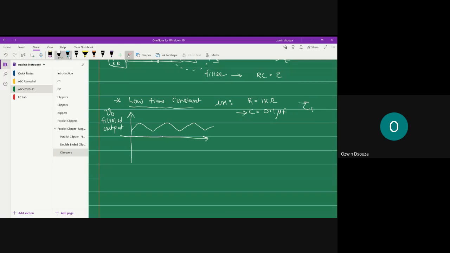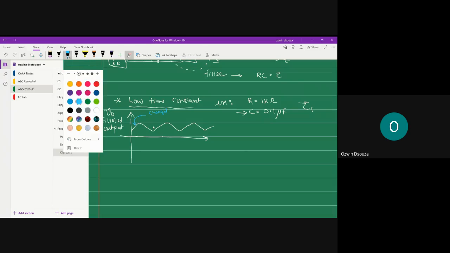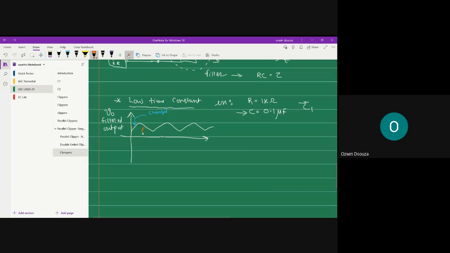So on, so forth. Okay. So what is happening over here is that somewhere the capacitor gets charged. And the moment the input waveform starts to reduce from its maximum value, the capacitor starts to discharge. Okay, and this continues, one cycle after the other.